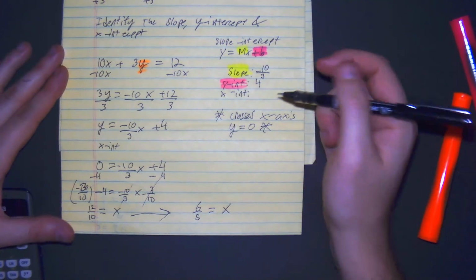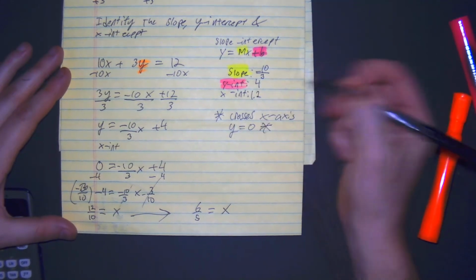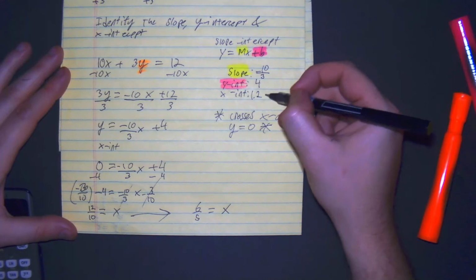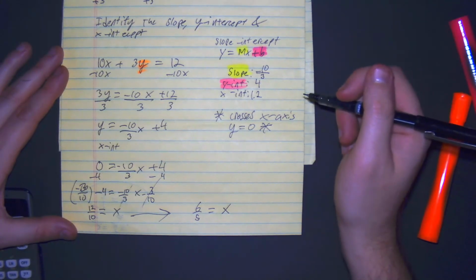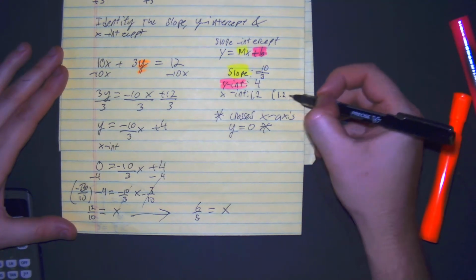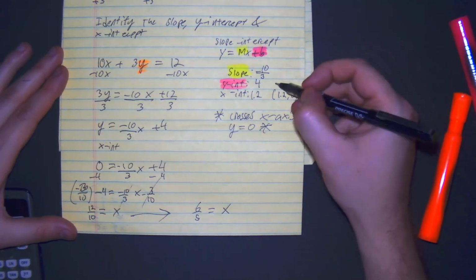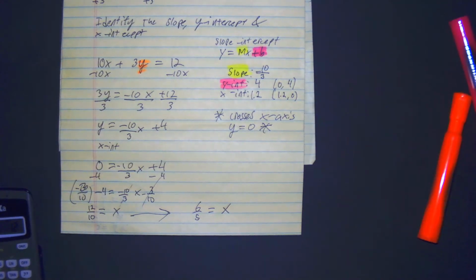So you can say right here, it crosses the x-axis at 6/5, or 1.2, doesn't matter. The only one you can't write as a decimal is a slope since it's a ratio. So the x-intercept is 1.2, comma 0, and the y-intercept is 0, comma 4. There you have it. That's all three.